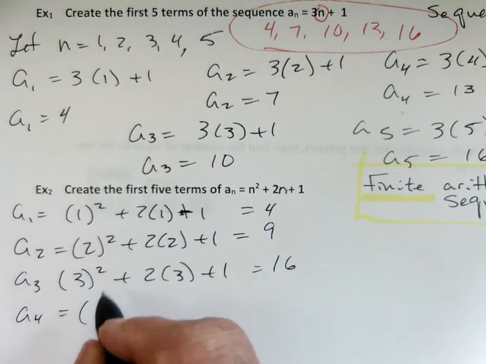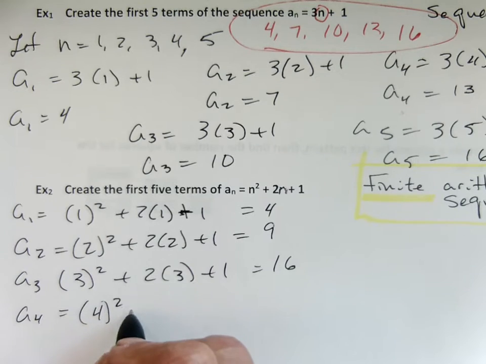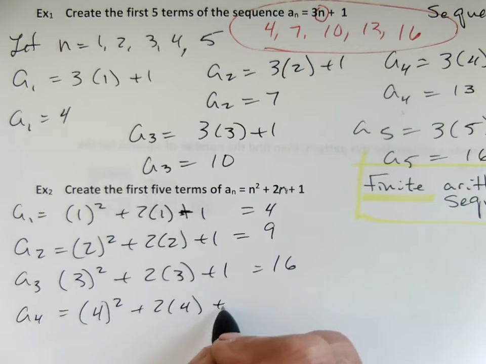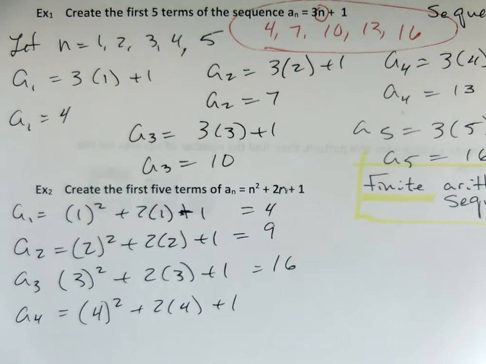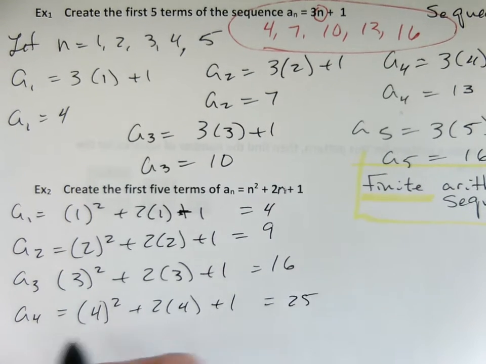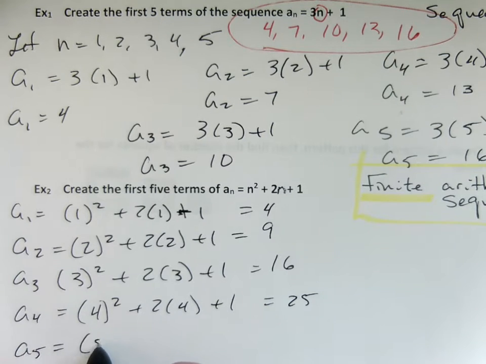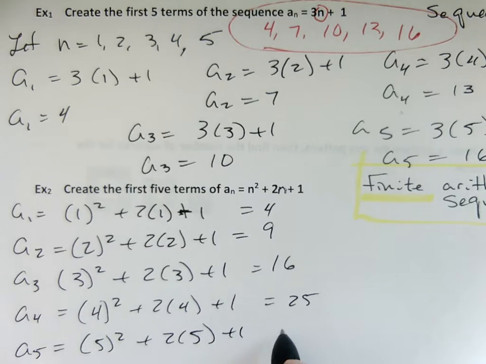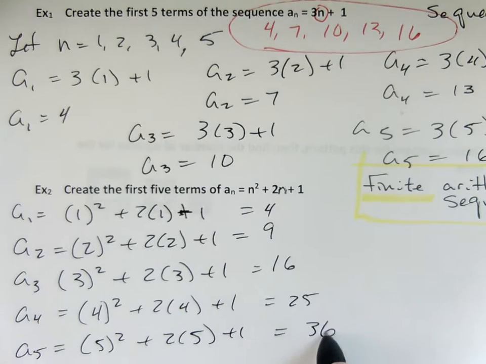A4 is going to be 4 squared plus 2 times 4 plus 1. What's that? 16 plus 8. If I make a mistake, will you guys tell me, please? Plus 1, and I get 25. Weird, huh? And then A5, 5 squared plus 2 times 5 plus 1, which is probably 36. There's a reason for that. Okay, there's my first 5 terms, okay? I just created it. Now, this one's not arithmetic.